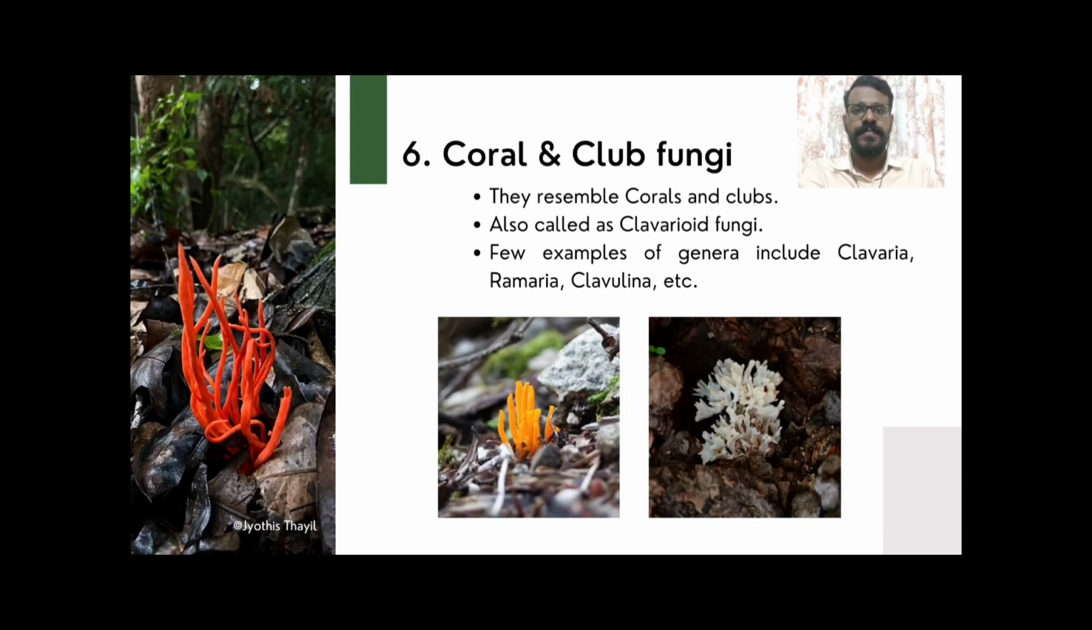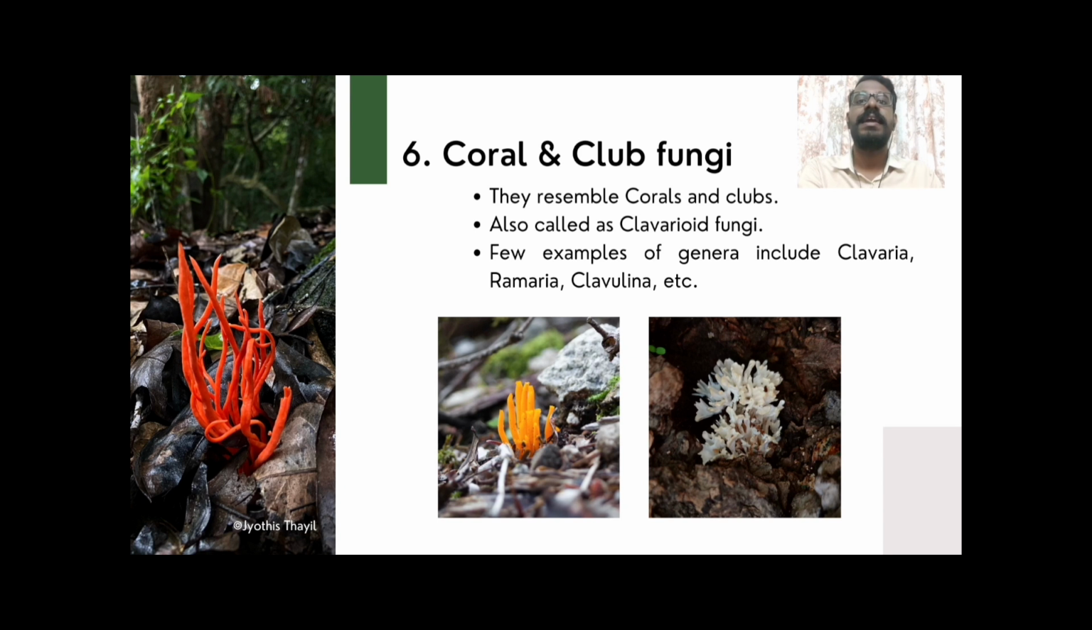Moving forward, the sixth category are corals and club fungi. As the name suggests, they resemble corals that are found in an aquatic habitat. So they resemble corals. And the club fungi, they resemble a long club. So these are also called clavarioid fungi.